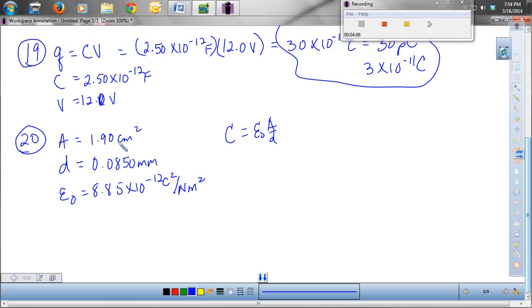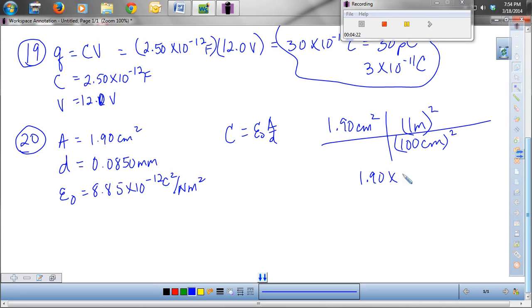Now you cannot leave the area in centimeters squared. So I said, well, I know there are 100 of these, and every one of these, I'm going to square that puppy and square that one. So when I did that, I got 1.90 times 10 to the minus 4 meters squared for my area. My distance of separation was given to me in millimeters. I cannot leave it in millimeters. I have to put it in meters, so I need to divide by 1,000 to get it there. So that gave me 8.5 times 10 to the minus 5 meters.